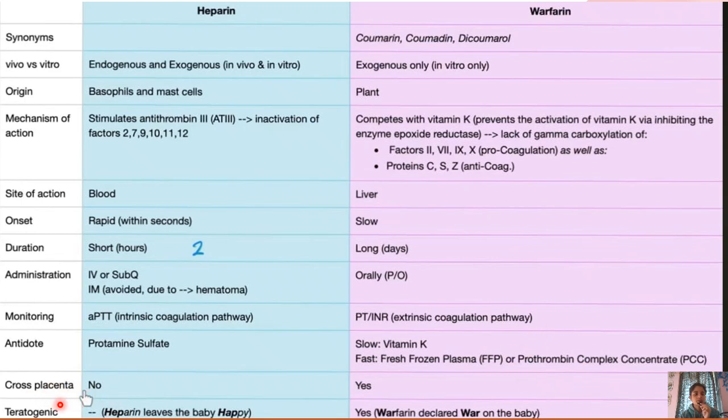Cross placenta, heparin does not cross placenta, whereas warfarin can cross the placenta and has a teratogenic effect. Teratogenic effect, heparin has no teratogenic effect, warfarin has. So this is the difference. I hope you understood the difference.